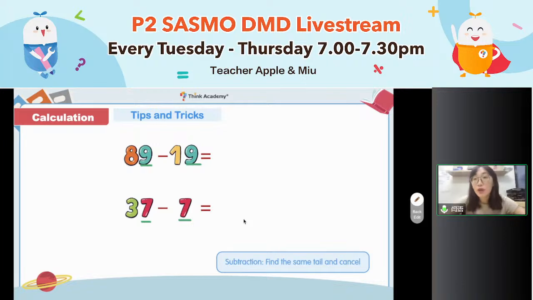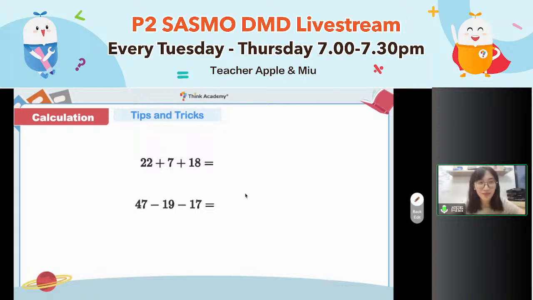Okay, let's have a quick review. You see, when it comes to addition, what should we do? You just try to find the good friends to make a 10 or tens. And when it comes to subtraction, what should we do? You try to find the same tail and cancel. Okay, now everyone, please take out your pencil and a piece of blank paper. Let's try to do some calculations. Okay, are you ready?